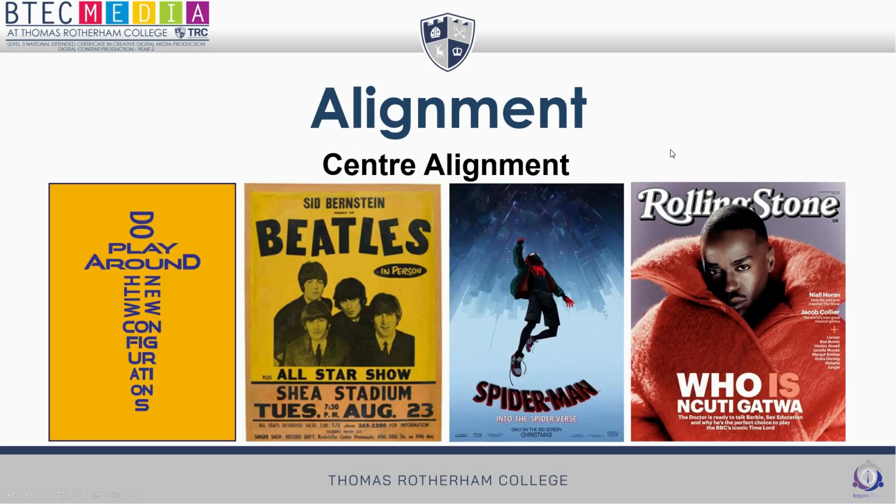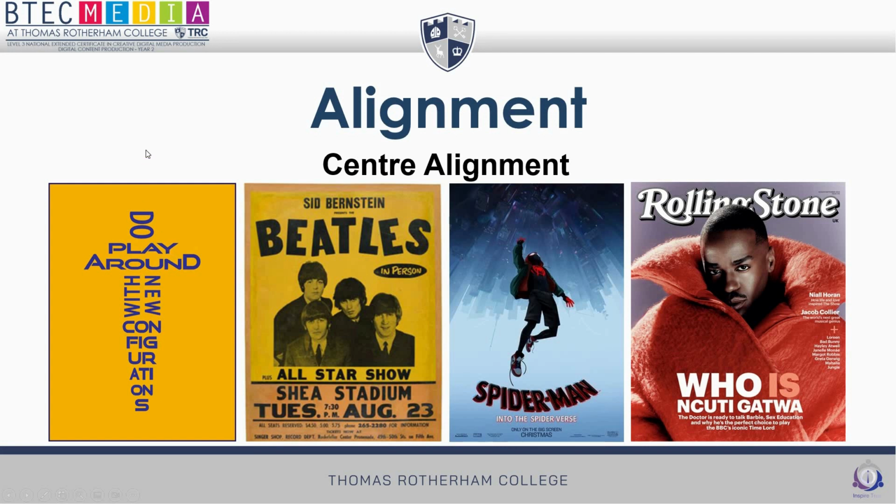There are 2 kind of alignments that you need to be aware of. You've got center alignment and edge alignment. Center alignment is where elements, so that could be things like pictures or text or anything like that really, are aligned with the central line of a design. That can either be horizontally or vertically. So these ones here that you can see on screen are all examples of center alignment that use the vertical line as their sort of center margin.